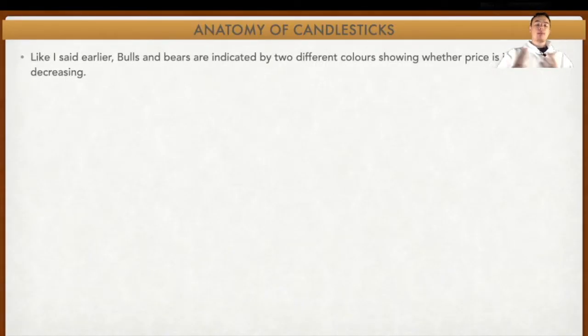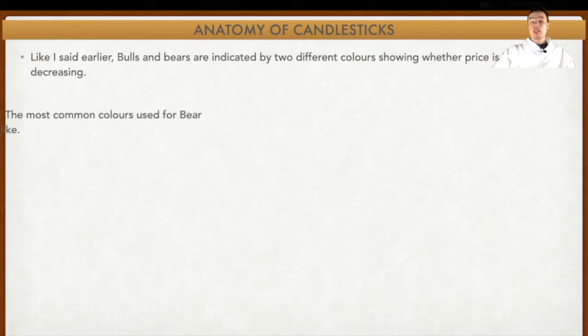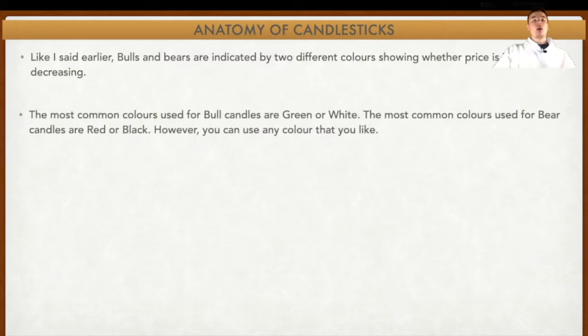So bulls and bears, okay? They are indicated by mainly two colors, which are green and red. Those are the common colors. Now, one will show increasing, the other one will show decreasing. Usually it's green that shows increasing, red that shows decreasing.